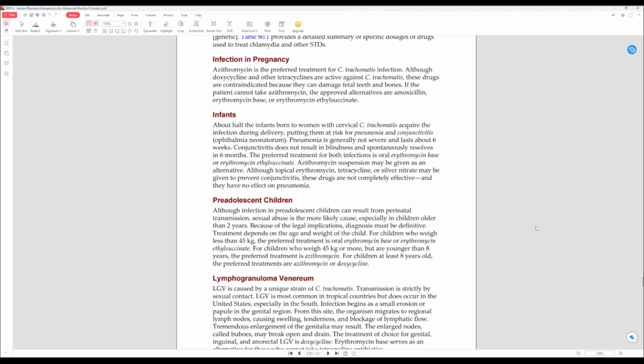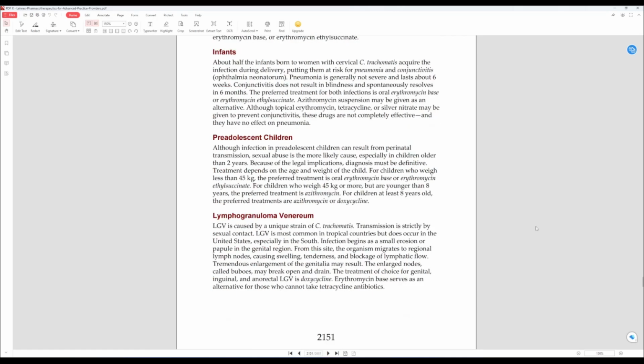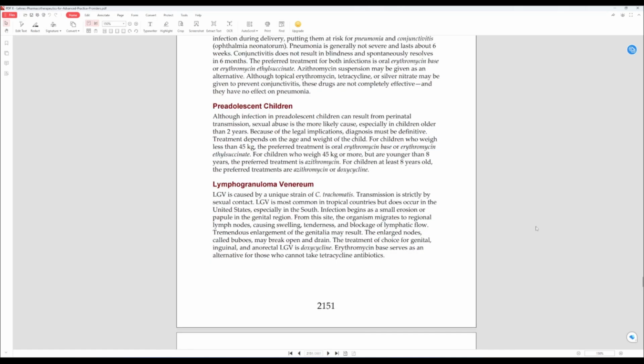Azithromycin suspension may be given as an alternative, although topical erythromycin, tetracycline, and silver nitrate may be given to prevent conjunctivitis. These drugs are not completely effective, and they have no effect on pneumonia. Pre-adolescent children. Although infection in pre-adolescent children can result from perinatal transmission, sexual abuse is the more likely cause, especially in children older than 2 years.